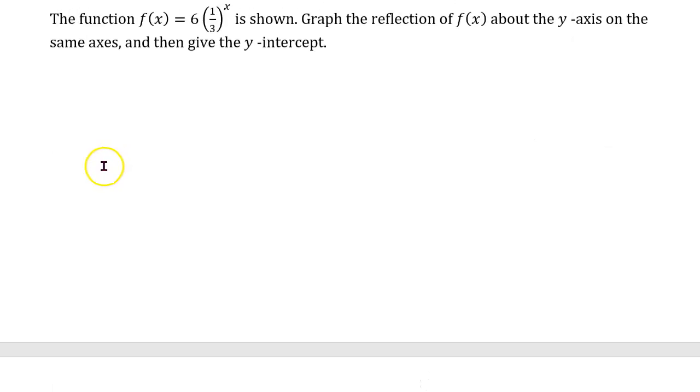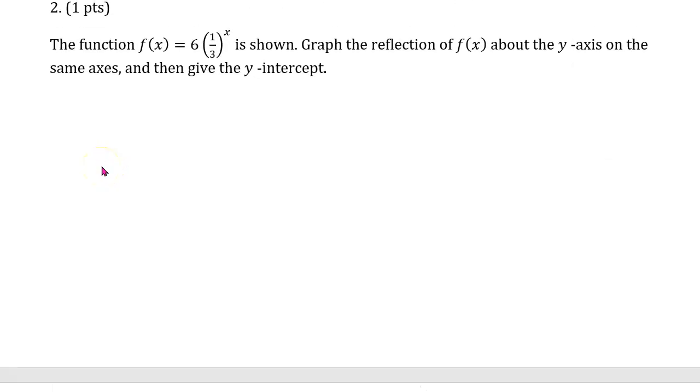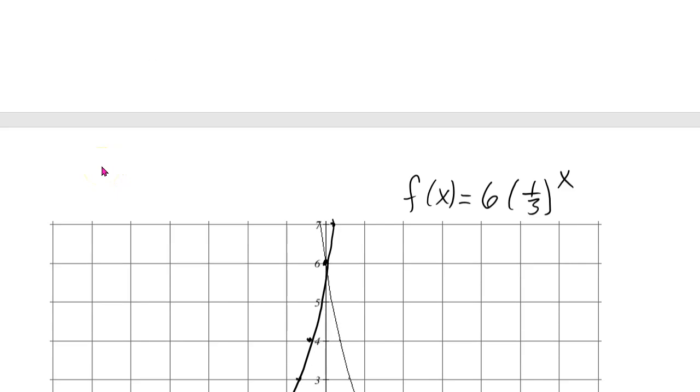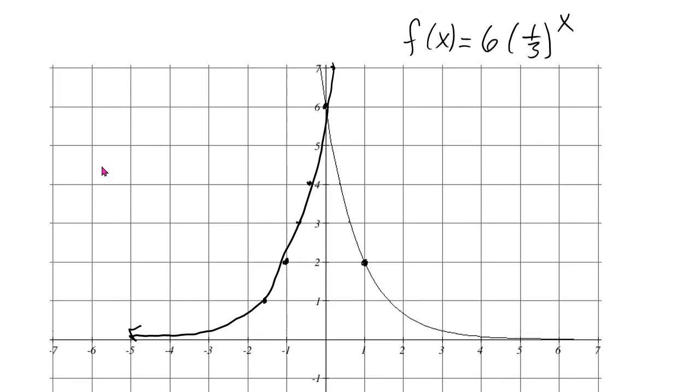The last question in this part was give the y-intercept. Notice that when you reflect across the y-axis, the y-intercept does not change because the crease of the page is on the y-axis. So the intercept stays the same at 0, 6.